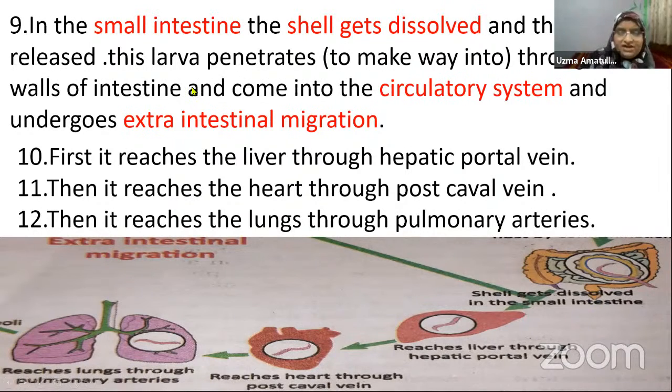They come out from the intestine into the blood circulation, into the circulatory system, that is blood, and undergo extra-intestinal migration. Now they will travel extra-intestinal, means outside the intestine. First it reaches the liver through the hepatic portal vein, then it will reach the heart through the post caval vein, then it will reach the lungs through the pulmonary artery. So this is the extra-intestinal migration. That is the journey which it is making outside the intestine. This is an important, very short answer in your exam.